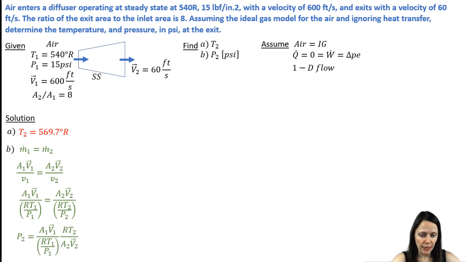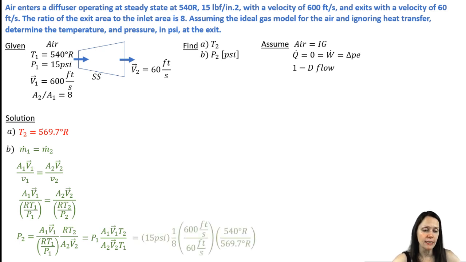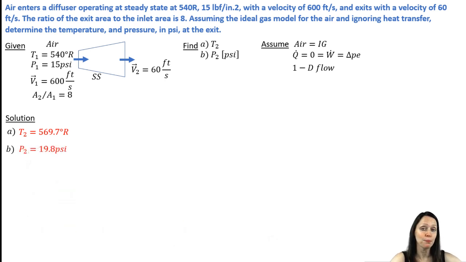And the next thing I'm going to do is solve for P2. And if I rearrange this, I see the R values cancel out, and I've just gathered the like terms together so that it's easy for me to just plug and chug and calculate what my P2 is. So there you go. I got T2, P2. I'm all done.